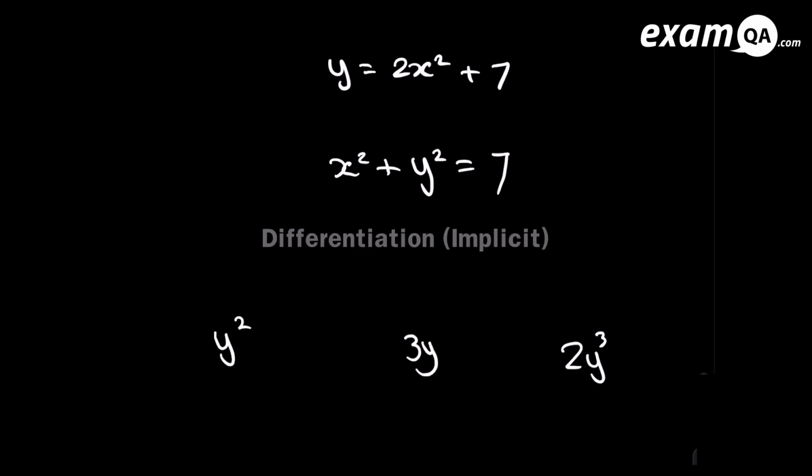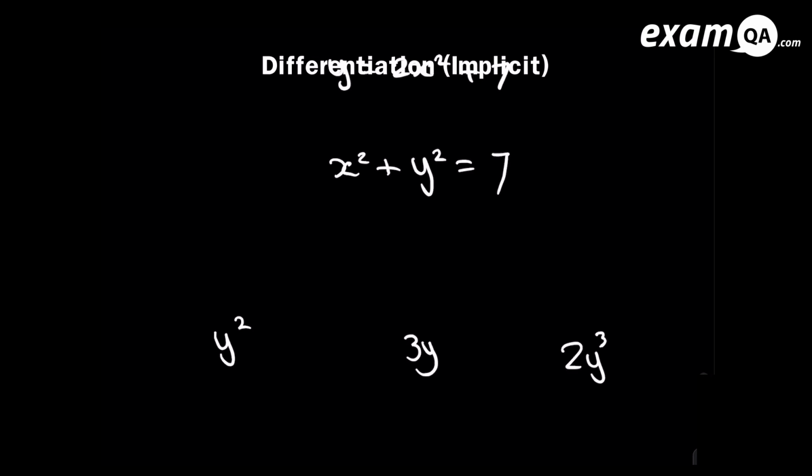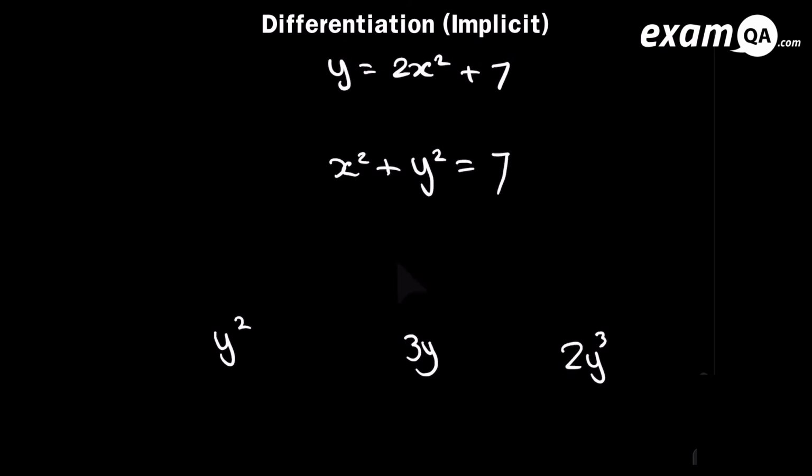In this video, we're going to be looking at implicit differentiation. Now, what we've been doing up till now in AS differentiation is explicit differentiation. Explicit differentiation is when you have y equals, and on the right hand side you have an expression in terms of x only, like what I've written here, y equals 2x squared plus 7. This will just be simple explicit differentiation, what you've been doing in your AS differentiation.